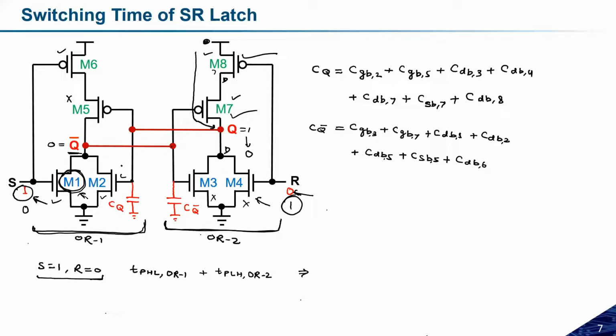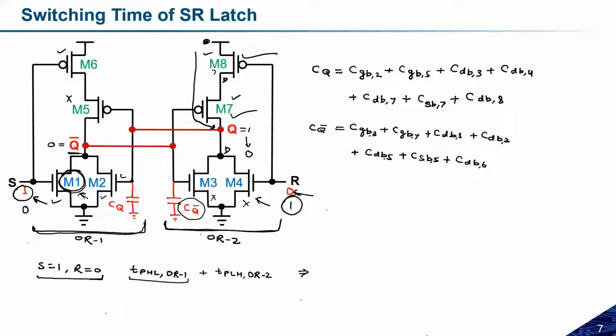So this capacitor at Q bar, which is the CQ bar, will be discharged through this transistor M1. And if it is discharging, it will take some time, and we are saying that time is TPHL of R1. Okay, so this is the TPHL of R1.